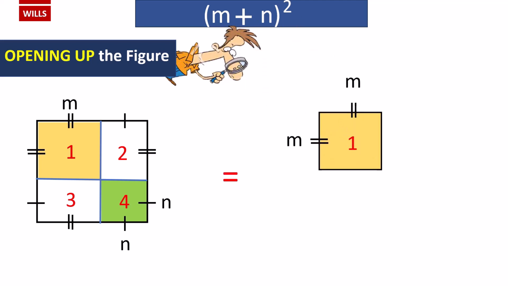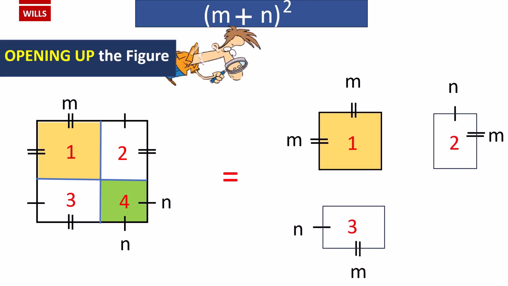So 1, 2, 3, and 4. These 4 shapes come together to form the bigger shape. And so when we find the area of each of the small shapes and put them together, the area should be the same as finding the area of the bigger shape, because it is the same bigger shape that has been split into 4 sub-shapes.